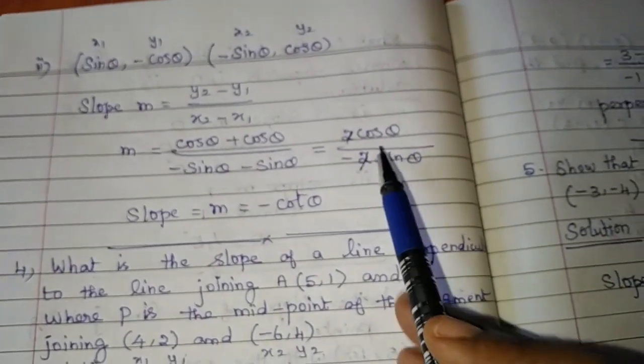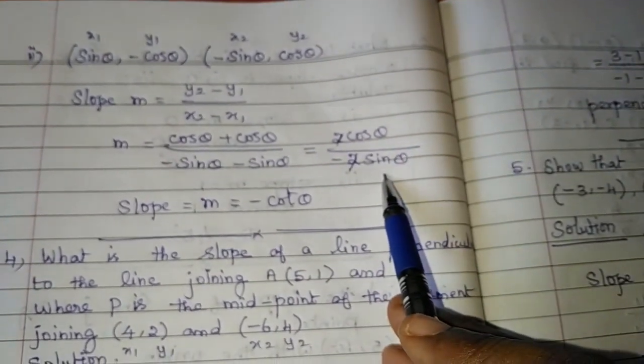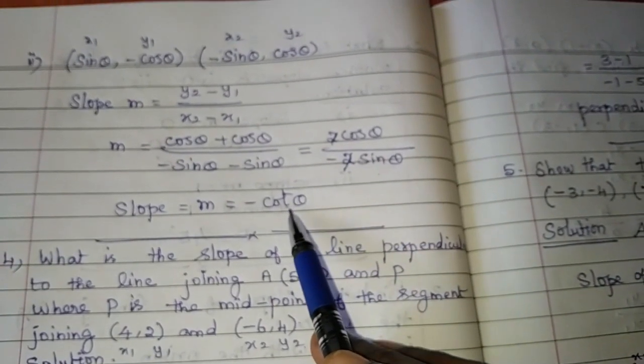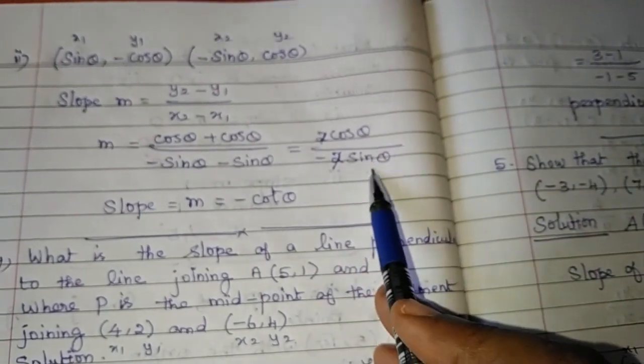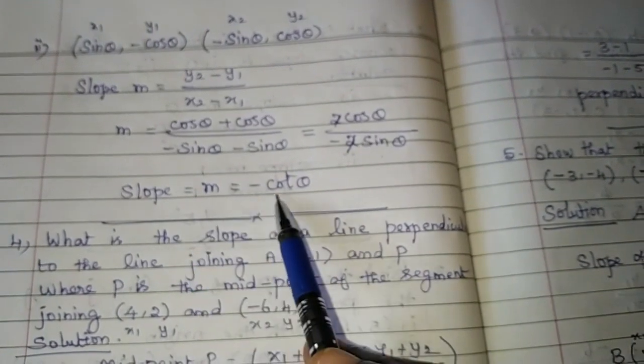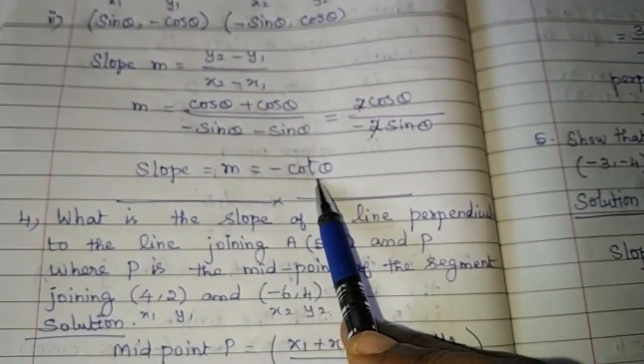2 to cancel. Already you know the formula cos theta by sin theta is cot theta. Already you have studied in 9th standard. Cos theta by sin theta equal to cot theta. Slope equal to minus cot theta.